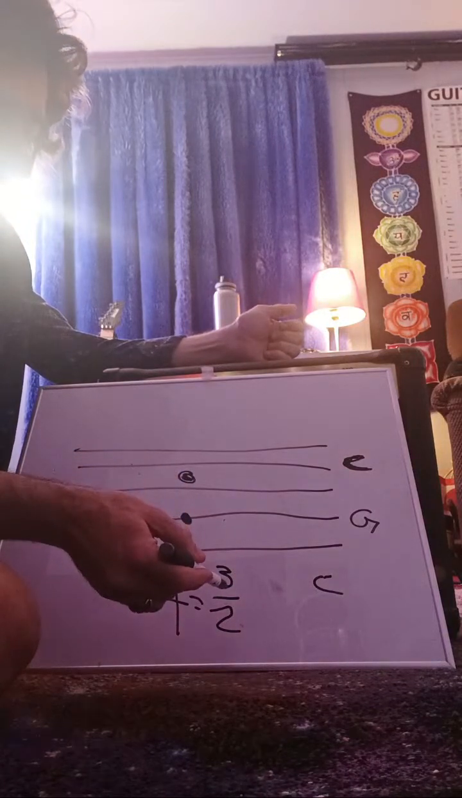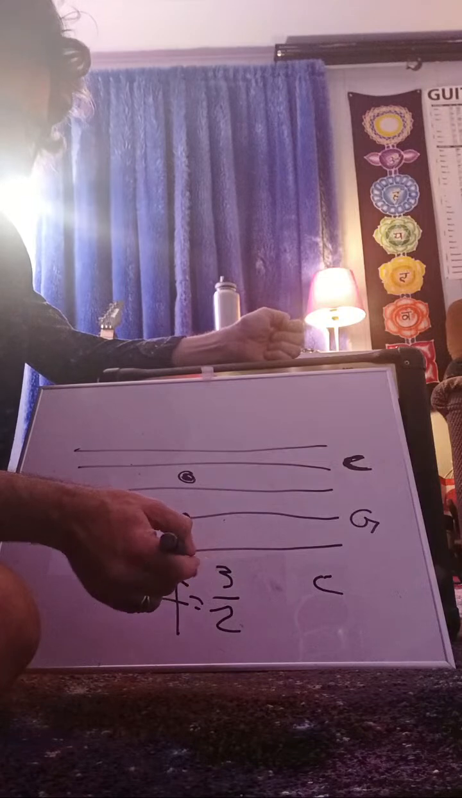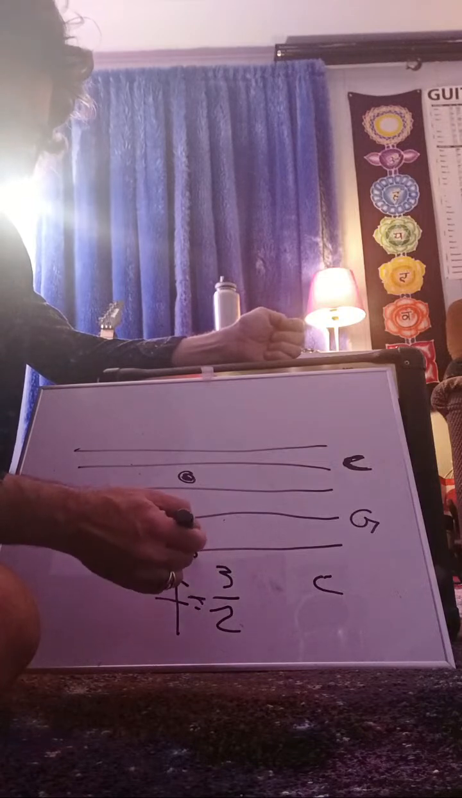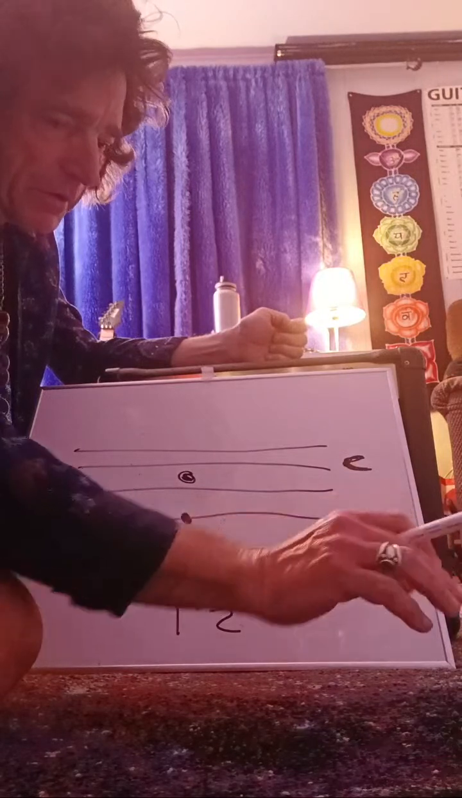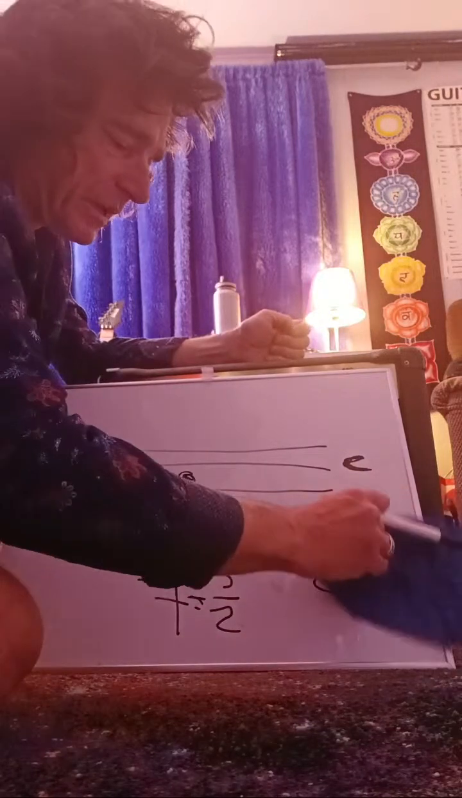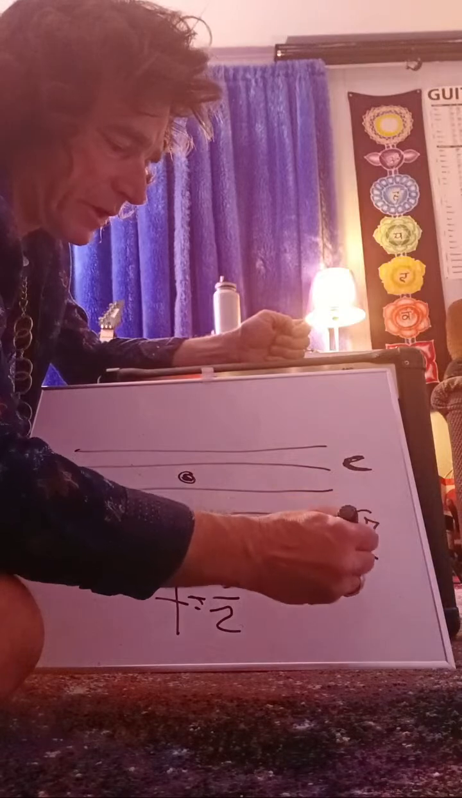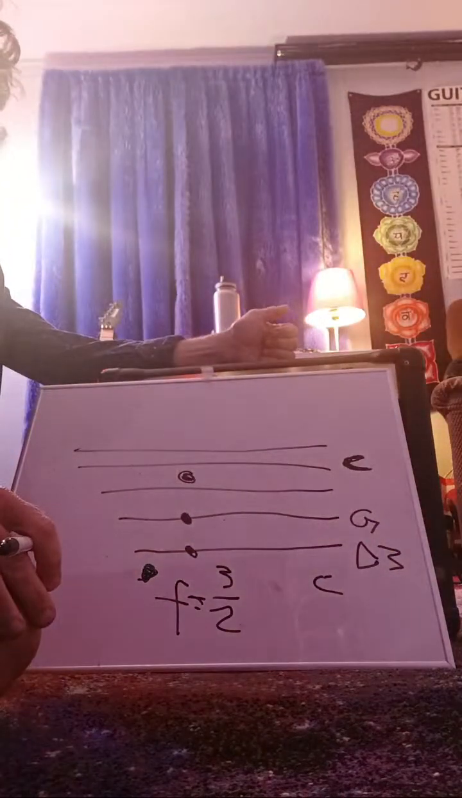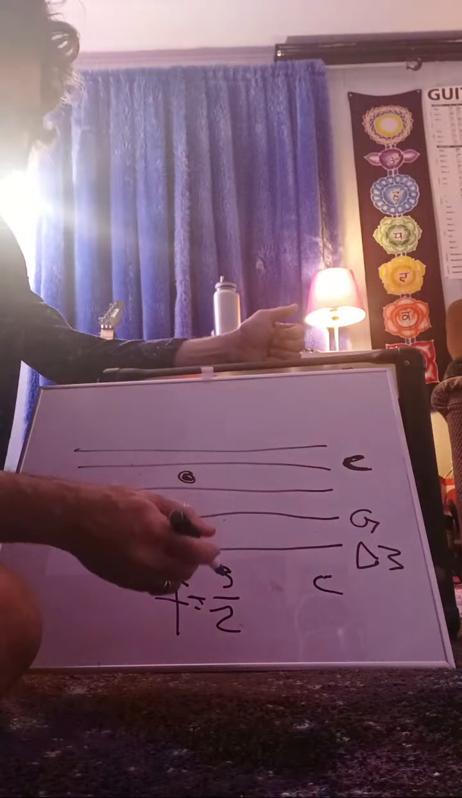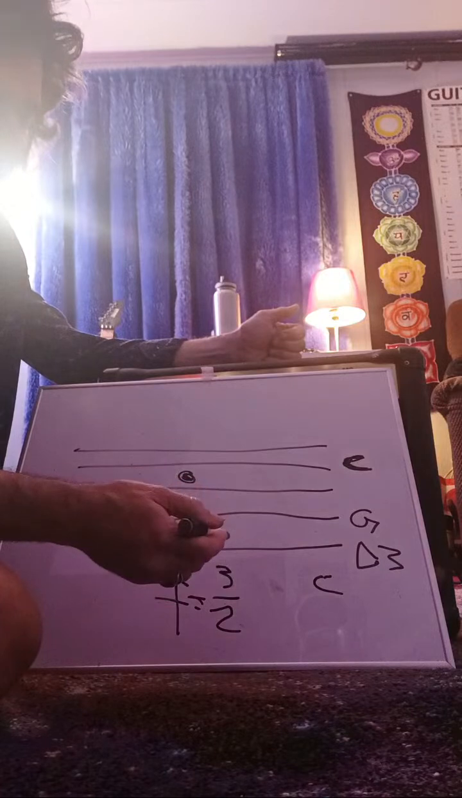5 times the original frequency makes a major third. That would be E. So E is the major third. I'm going to do it funny. I'm going to write a right side up triangle for the major third. Okay, that's good. Then 6 times the frequency makes another octave.